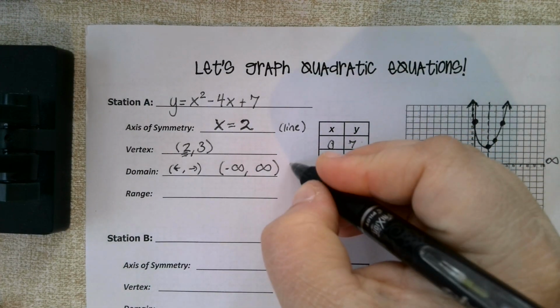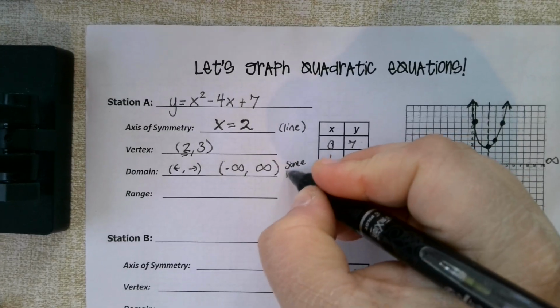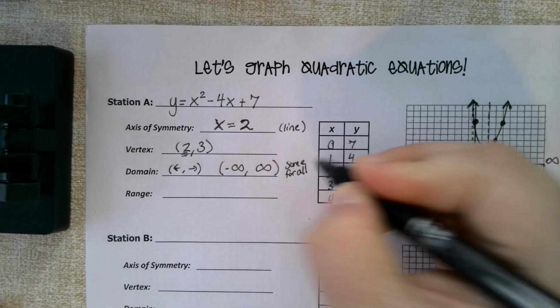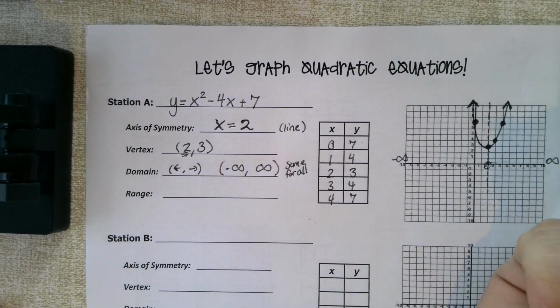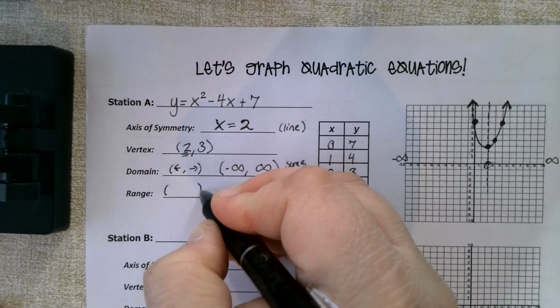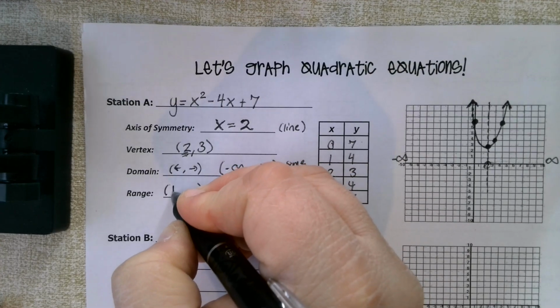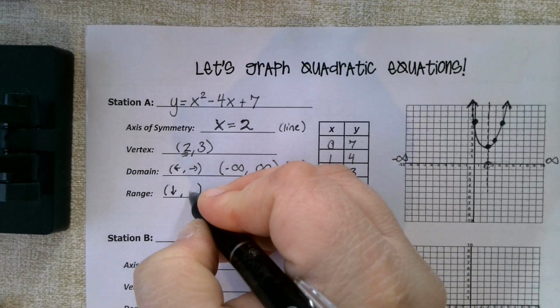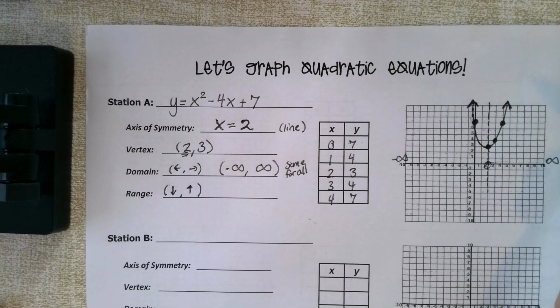And that is going to be the same for all of these types of graphs. Okay? All parabolas are going to have a domain of negative infinity to positive infinity. The range is going to be different for each graph. Again, the range measures the lowest to the highest. So what's the lowest it ever gets? And then what's the highest it ever gets?